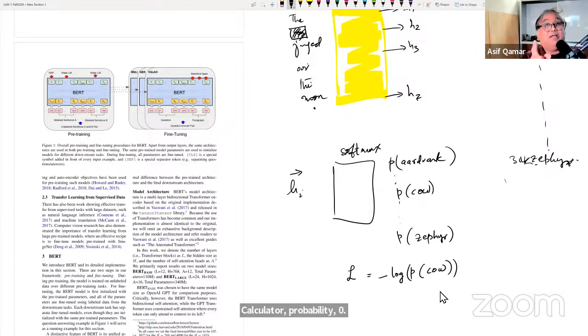If you say probability of cow is 1, it is correct. So how much mistake do you make? 0. You have made 0 mistake. So loss is 0 at that moment. How do you convert 1 to 0? One easy way is take the log of it. Log of 1 is 0. So no loss. Lovely. Well, suppose you say 90% probability that it's a cow.